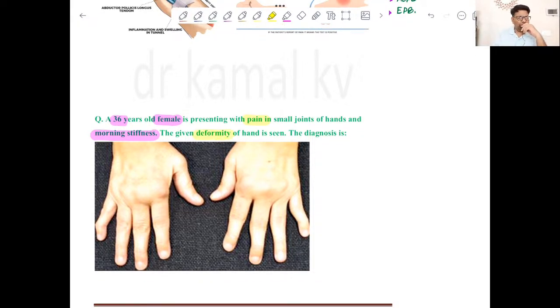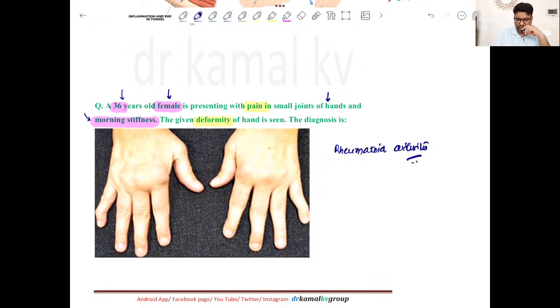Now very good KK, very good. The moment you find this particular phrase, young female, involvement of hands with morning stiffness, straight away you can go to the diagnosis of rheumatoid arthritis. Right? So this is a very classical description. Yes, Raman bhai, this is rheumatoid arthritis. So this is a classical description of rheumatoid arthritis, and there are a few more important terms.